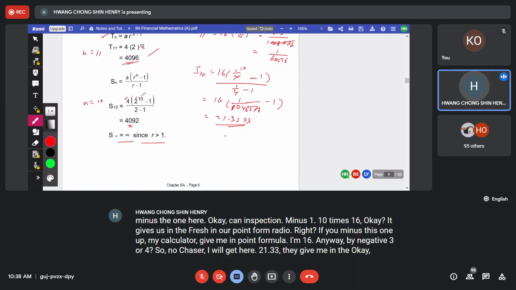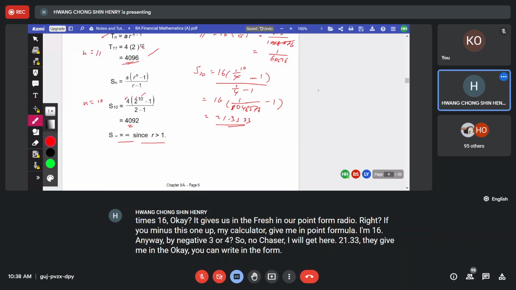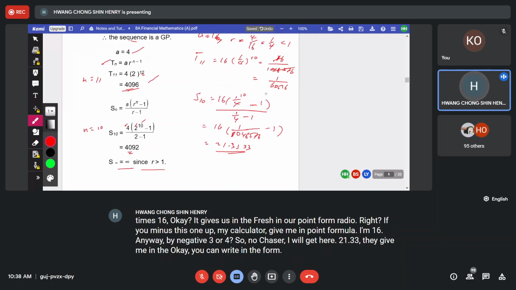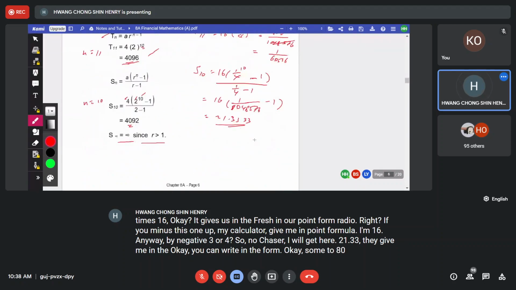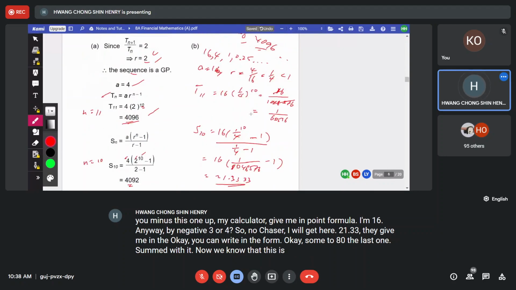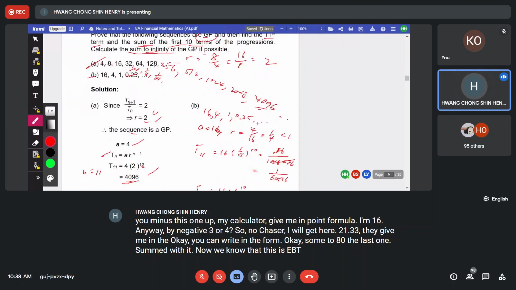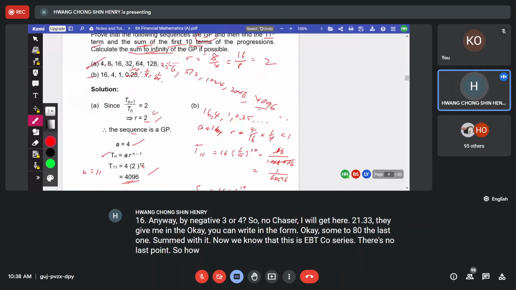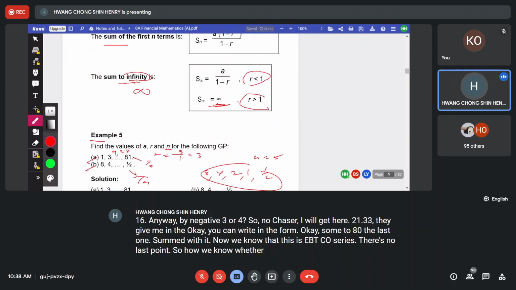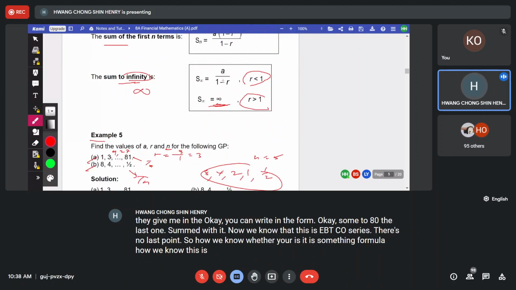It's okay, we can write the answer in point form. Okay, sum to infinity, the last one. Now we know that this is the sum to infinity, right? See your series, there's no last term. So how do we know whether to use this formula or that formula?